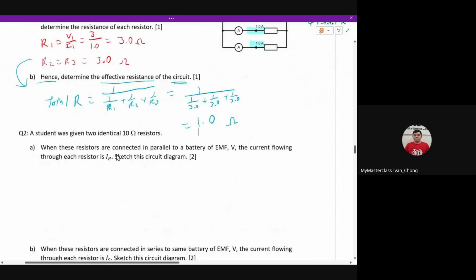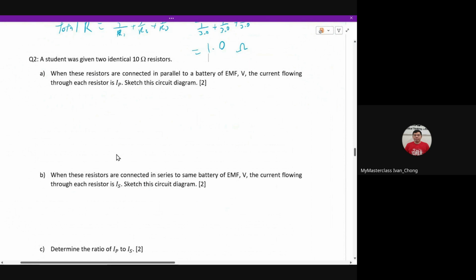All good. Then next, you are given 2 identical 10 ohms resistors. So take note, identical. So you are now parallel to the battery, and they tell you V, right? And your current is IP. Sketch the circuit.